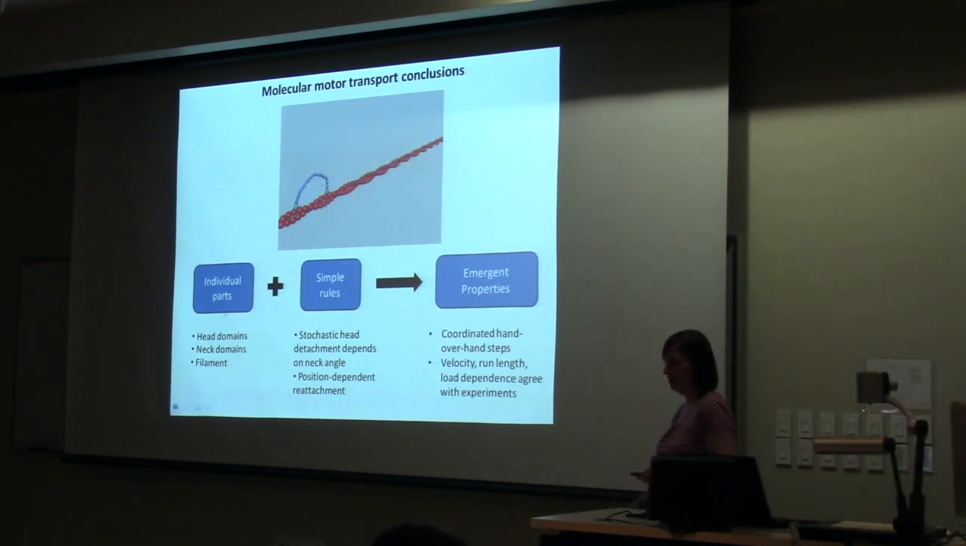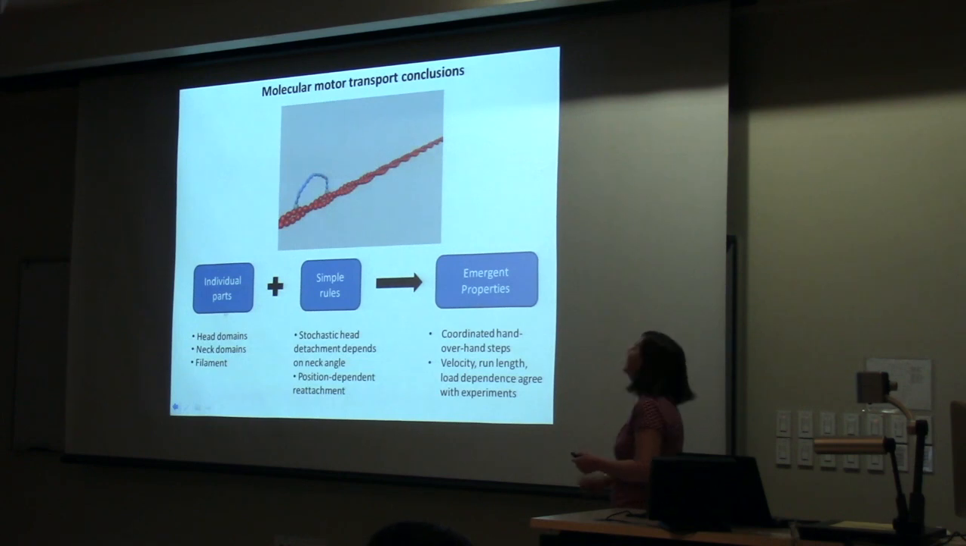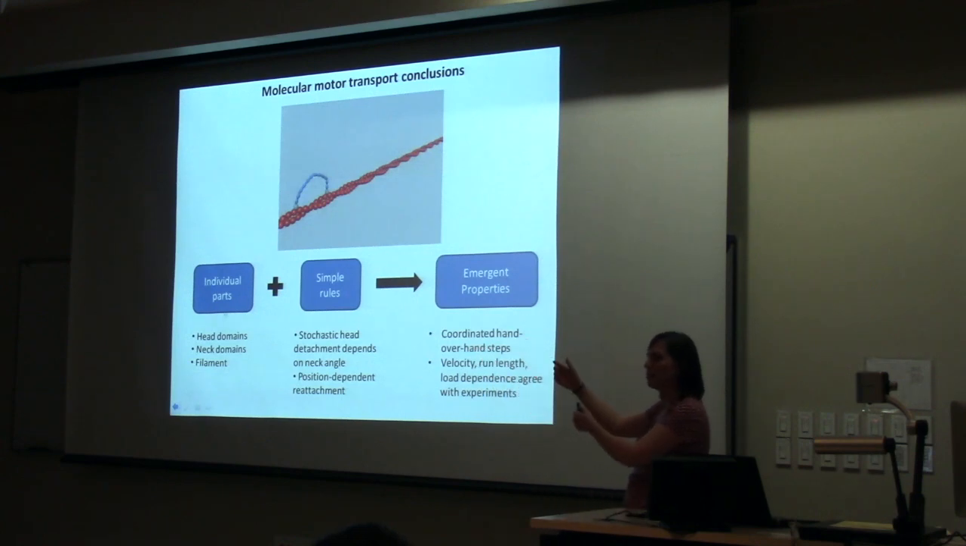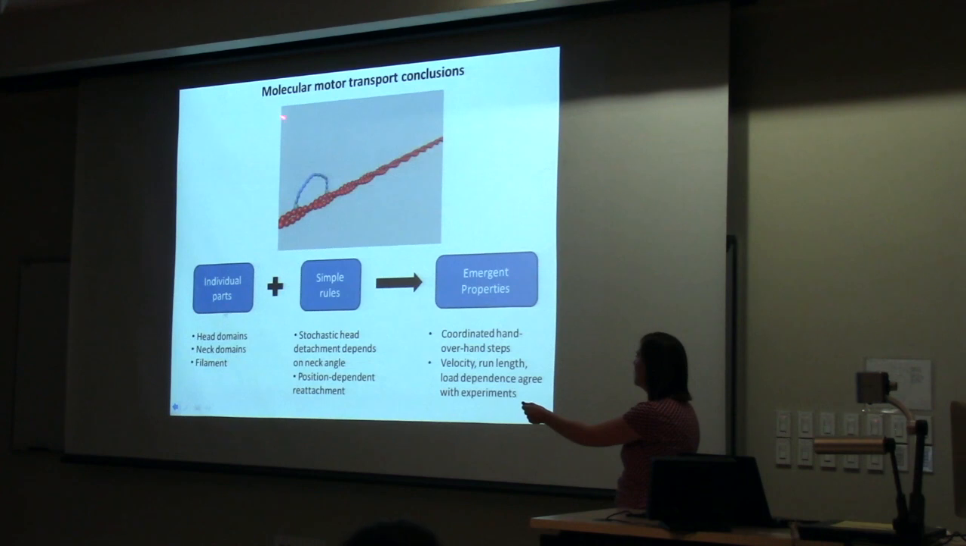But when you put all those things together, what we get is that the motor actually undergoes alternating steps, hand-over-hand motion, and it reproduces some of the features that are seen experimentally: it can take alternating steps, it can take many steps along the filament before detaching, and when we put in proper choices of parameters based on experiments, we also reproduce many of the features such as the velocity of the motor and the load dependence of the motor that are seen experimentally.